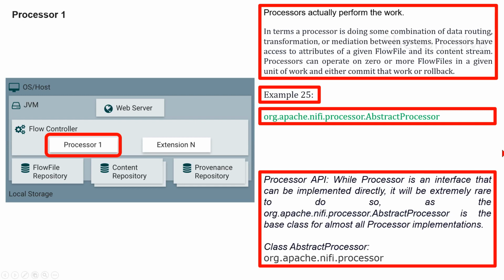While the Processor is an interface that can be implemented directly, it will be extremely rare to do so, as the org.apache.nifi.processor.AbstractProcessor is the base class for almost all processor implementations. The AbstractProcessor class provides a significant amount of functionality, which makes the task of developing a processor much easier and more convenient. For the scope of this presentation, we will focus primarily on the AbstractProcessor class when dealing with the Processor API.